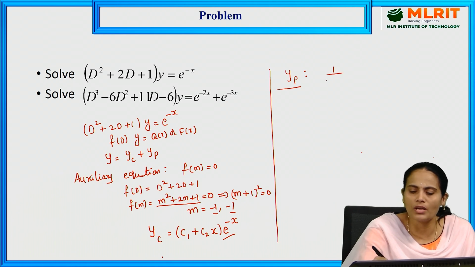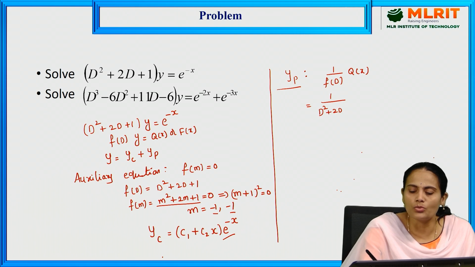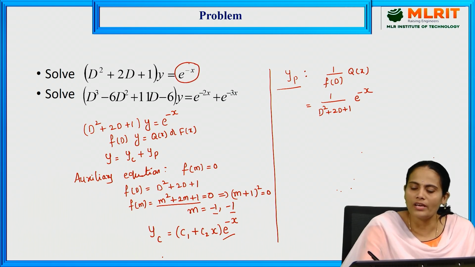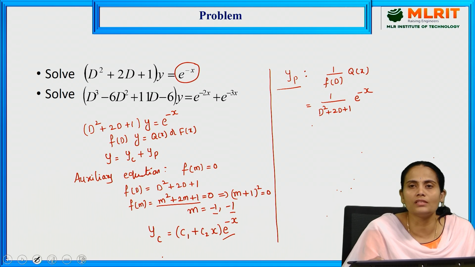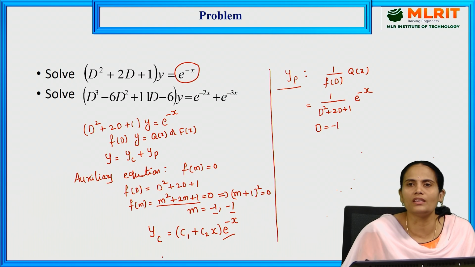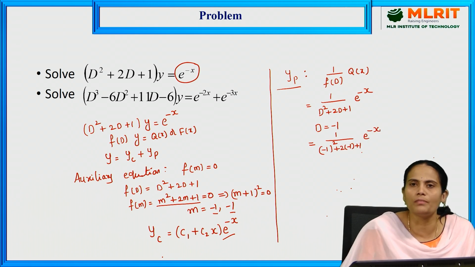So to find the particular integral, we have the formula: yp is equal to 1 by f of D into Q of x. So now here you have to substitute f of D, D square plus 2D plus 1, when the given Q of x is e power minus x. Right? So here what is the substitution to take? The substitution is D by a. So what is the a value? Minus 1 here. So substitute D by minus 1 here. So 1 by ((minus 1) whole square plus 2 into minus 1 plus 1) into e power minus x.